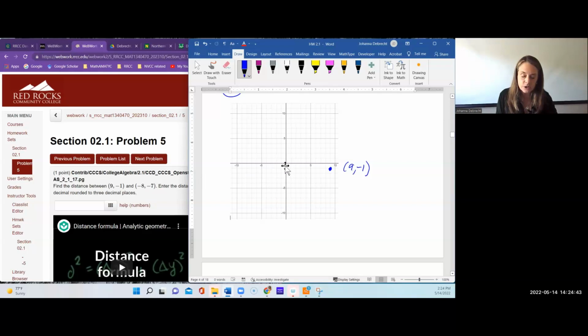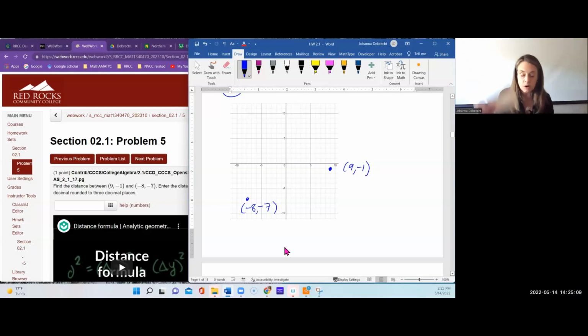Starting again at the origin, move -8 to the left, or 8 steps to the left, and then down 7. So 8 would be this line, and down 7 would be right here. So I can label that -8, -7. Now, what do they mean, find the distance between them? What they're looking for is the straight line distance between the two.